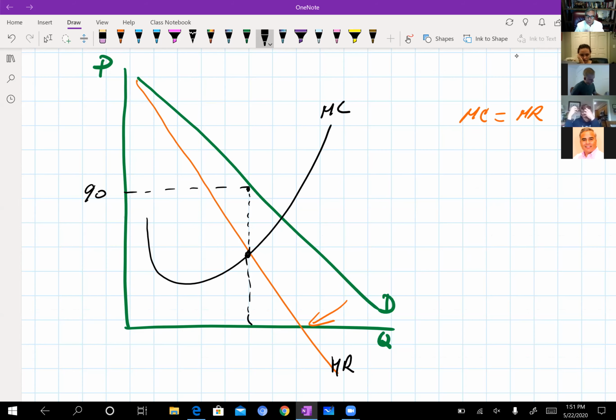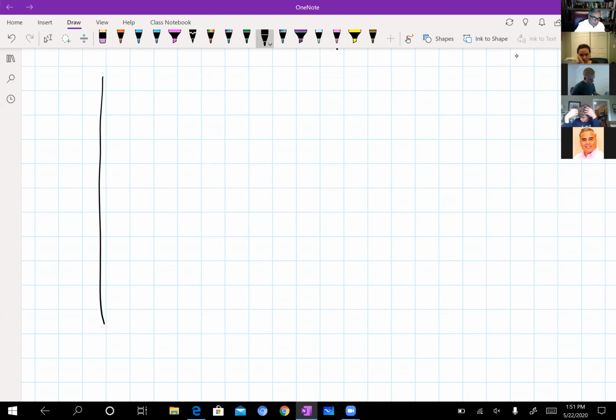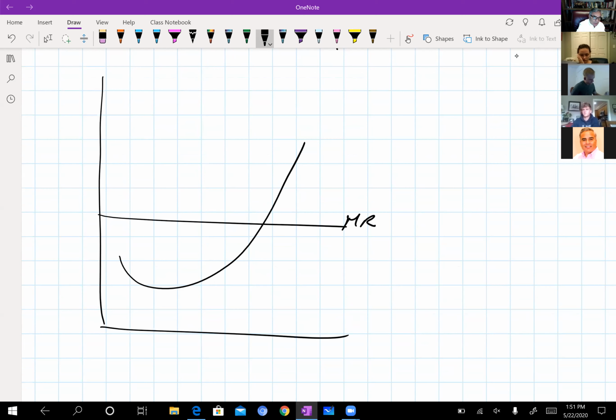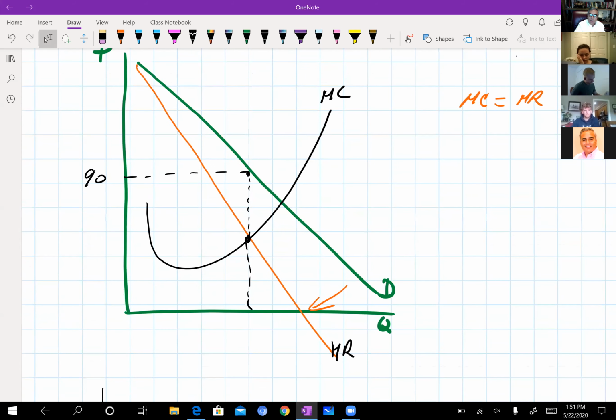Right? So again, just like perfect competition, we always produce where marginal cost equals marginal revenue. That's it, right? The same thing with monopolies. We stop producing where marginal cost equals marginal revenue. The only difference is that for a monopoly, the marginal revenue is always below the demand curve.